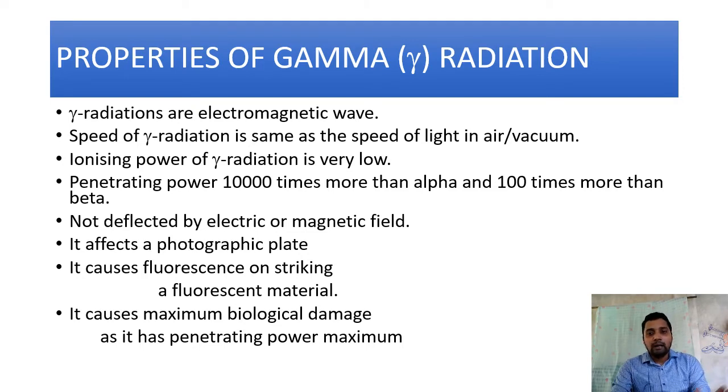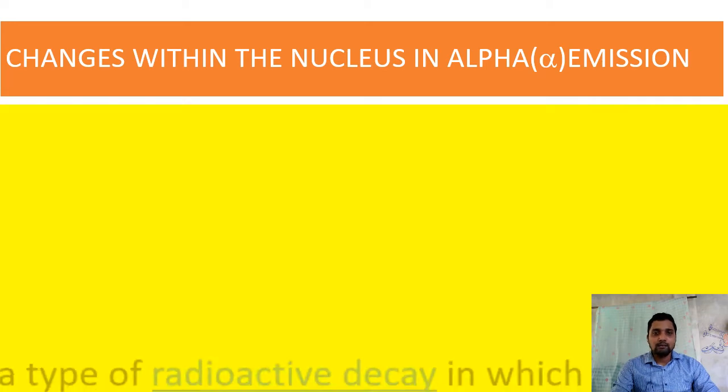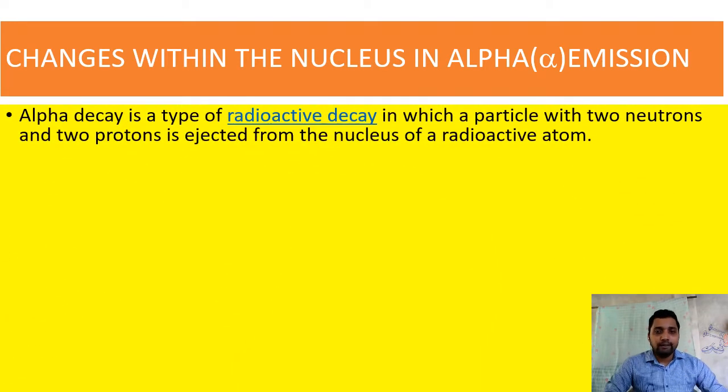So these are alpha, beta and gamma, three types of radiation, and all three have different characteristics. Now, when a nucleus emits an alpha particle, what are the changes? Here we'll discuss that whenever the number of neutrons inside the nucleus is much more than the number of protons, it emits either alpha or beta. So when a nucleus emits an alpha particle, what changes occur inside? First, alpha decay.